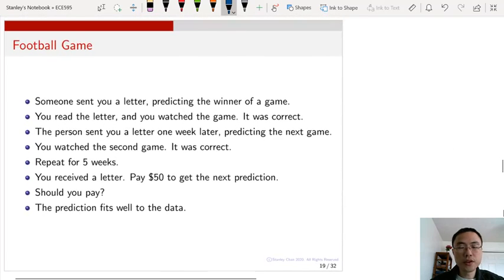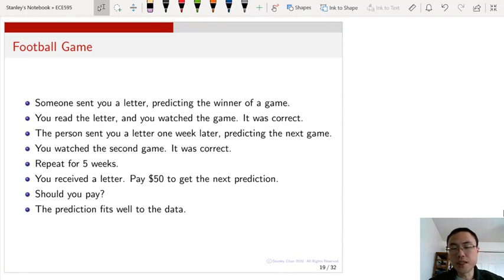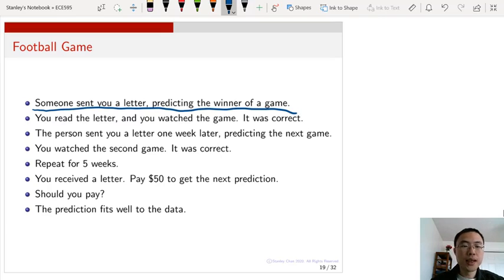Let me also try to convince you that having a fit is really not the point of machine learning. Suppose that someone sends you a letter saying that I predict that the winner of a game will be this team. And then you read the letter and you watch the game and it was correct. And then the person sends you a letter 1 week later predicting the next game, and you watch the second game and it is also correct.